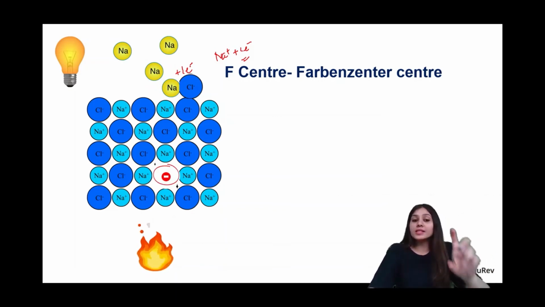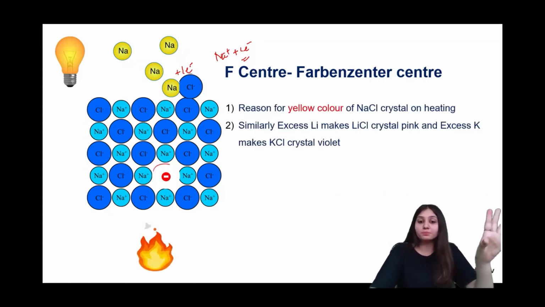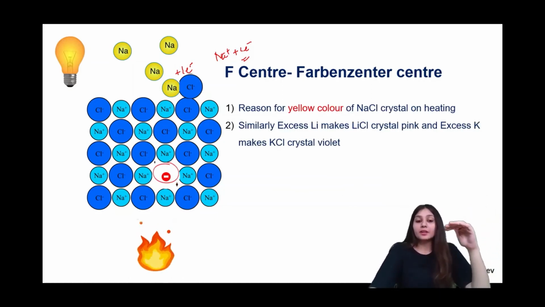And because of these F centers, it imparts some color to the sodium chloride when it is heated. It becomes yellow in color, okay. So the reason for the yellow color is the F center, and when we heat it, these electrons are excited, and when they come back to the original state, they give out some light, and that is what you see as the yellow color, okay.